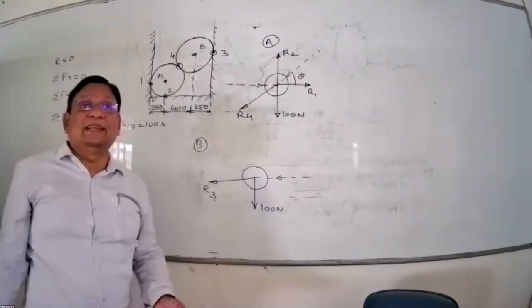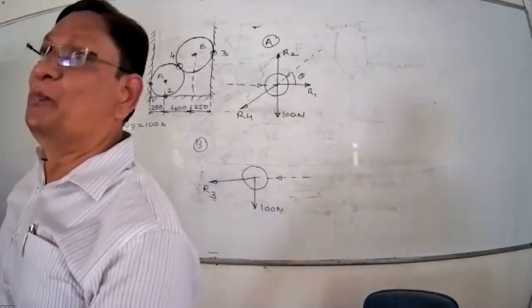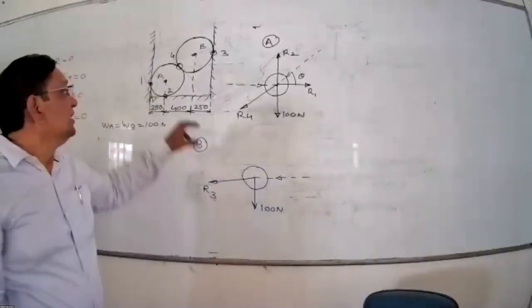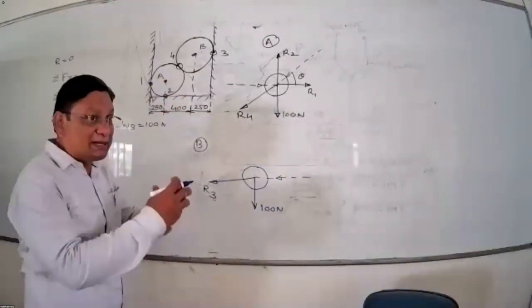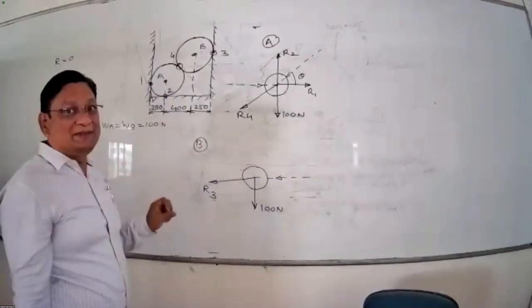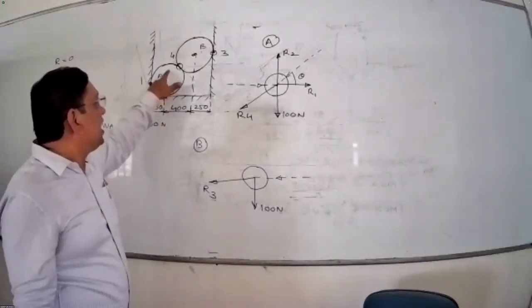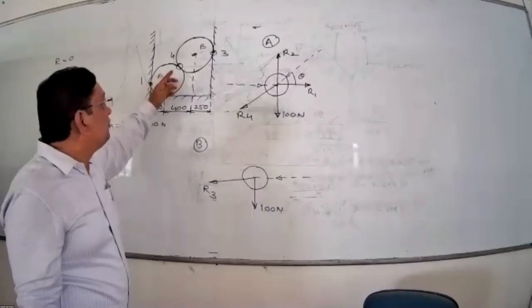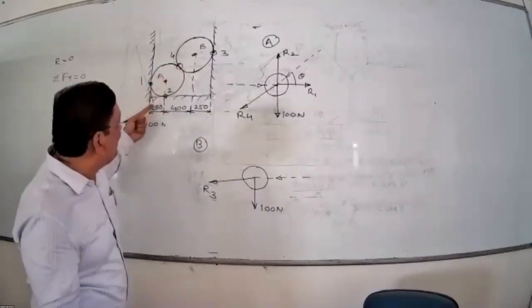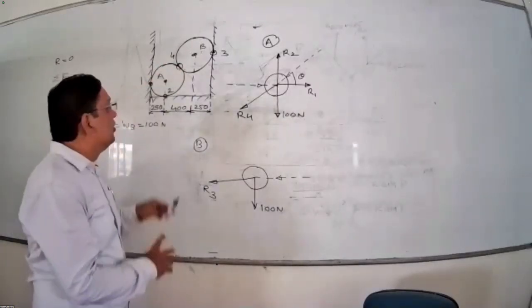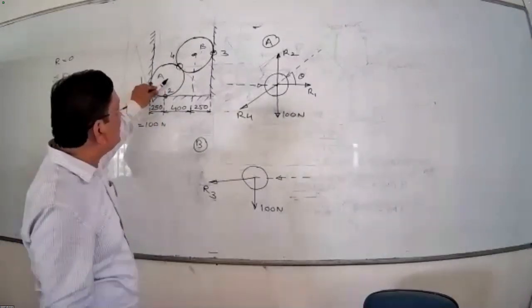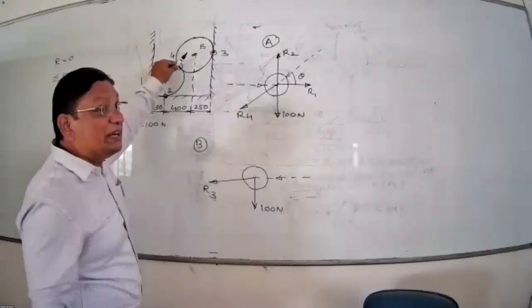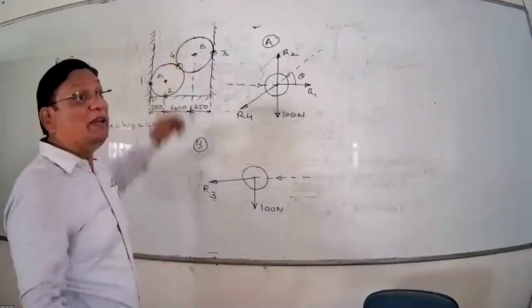In the last lecture I have told you, the reaction at 4 will come in the picture when you are separating the two bodies, right? So that's why R4 will come here. R4 is the reaction provided by cylinder A on B. Observe carefully here. R4 is the reaction of cylinder A on B, so it is acting on cylinder B now.